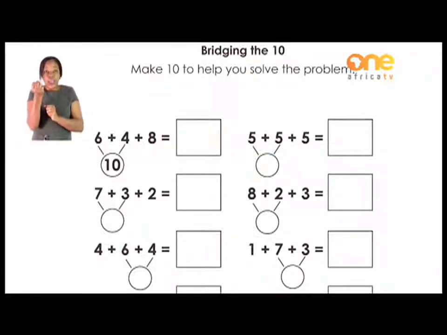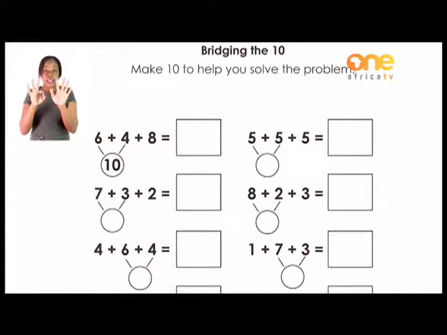After you got your 10, now it's easy for you to add the next number. So the first one, 6 plus 4 is 10. To a 10, if we add an 8, what do we get? We have our 8 fingers. You show on your fingers 8 for me.